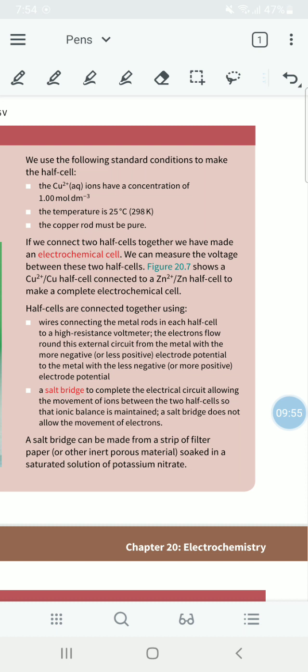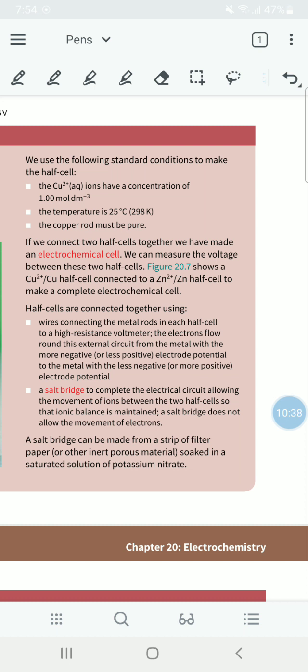So the electrons would move from the more negative electrode potential to the less negative or more positive electrode potential. So the negative to positive. A salt bridge completes this electrical circuit, allowing the movement of ions between the two half cells, like I said earlier. Through the salt bridge you cannot pass electrons, because for electrons to move through there has to be a metal medium. A salt bridge can be made from a strip of filter paper or other inert porous material, so that it does not take part in the chemical reaction, soaked in a saturated solution of potassium nitrate.